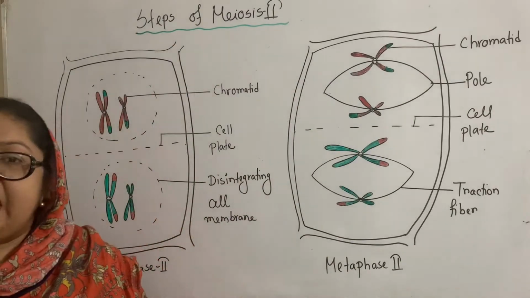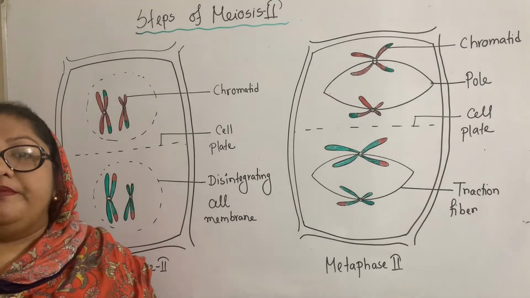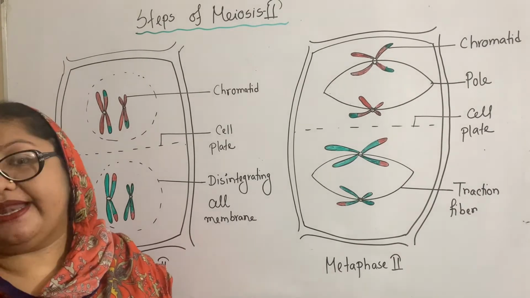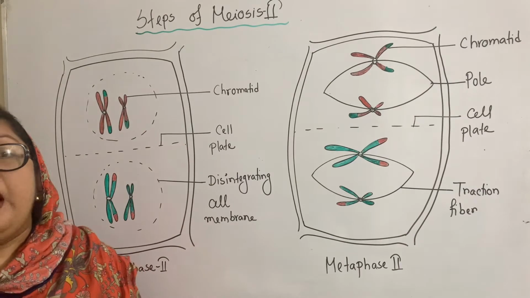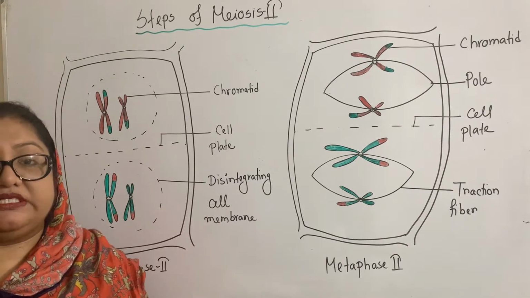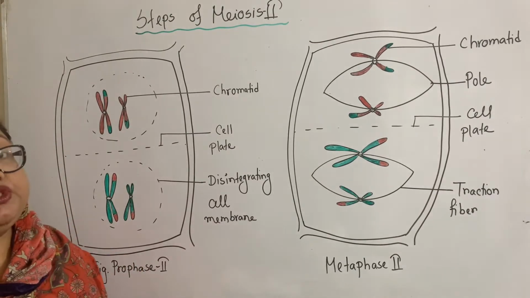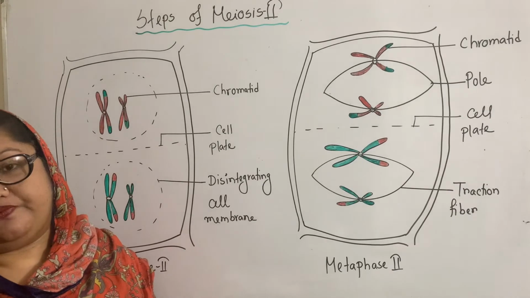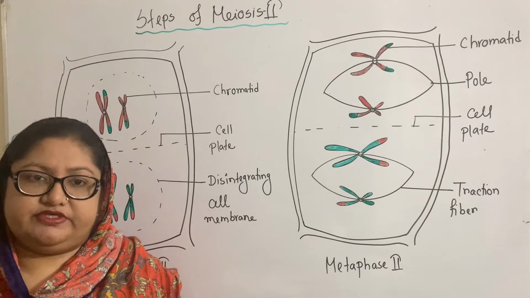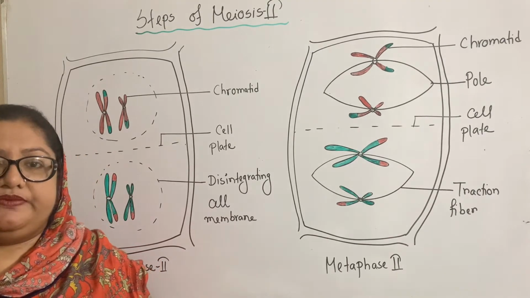My dear students, now I will discuss the steps of Meiosis 2. You know, meiosis cell division is divided into two phases. One is meiosis 1 and another one is meiosis 2. Meiosis 2 is again divided into four substeps or subphases, that is known as prophase 2, metaphase 2, anaphase 2 and telophase 2. It is quite similar to mitotic cell division, but it occurs in the haploid nuclei.